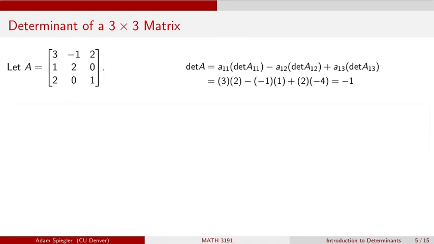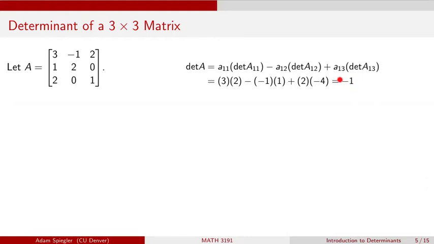Okay, so we have worked with this matrix A, this 3 by 3 matrix A, where again the first column is 3, 1, 2, and the second column is minus 1, 2, 0, and the third column is 2, 0, 1. And we showed that we can take the determinant of this matrix by working across the top row and taking A11 times the determinant of submatrix A11 minus A12 times the determinant of submatrix A12, and now plus A13 times the determinant of submatrix A13. And after those calculations, we found out that the determinant of this matrix was minus 1.